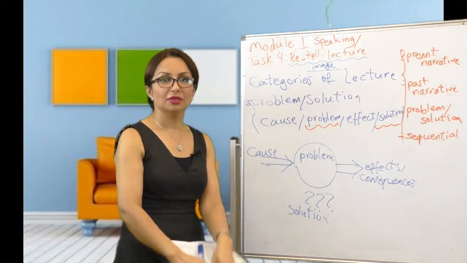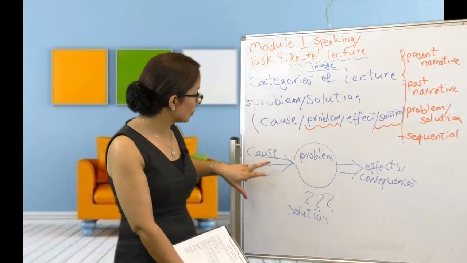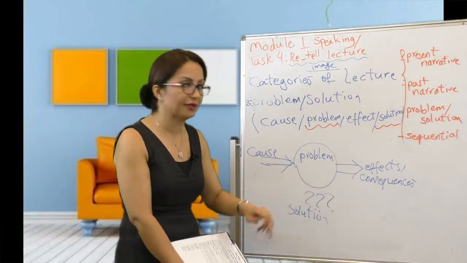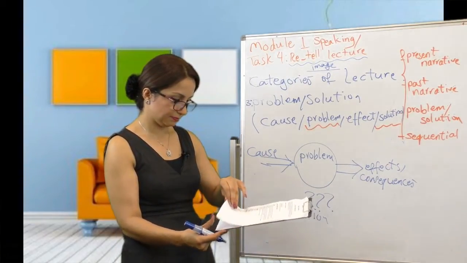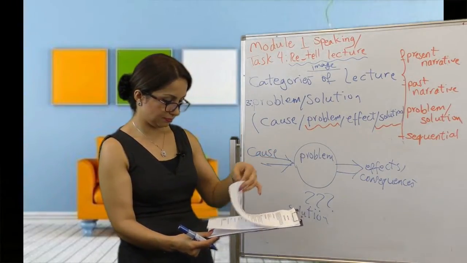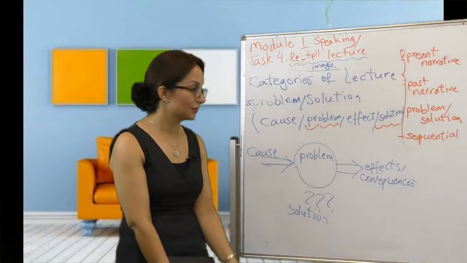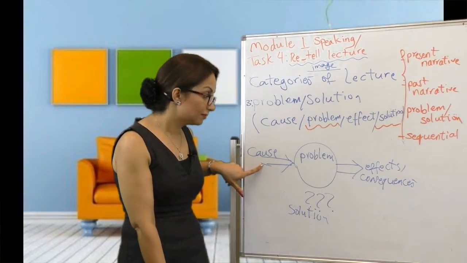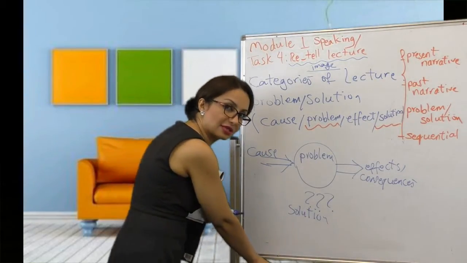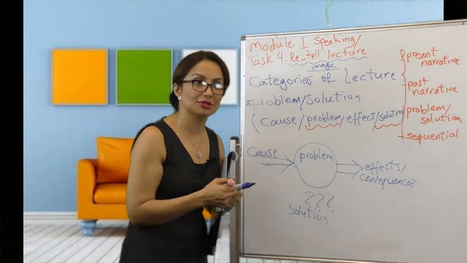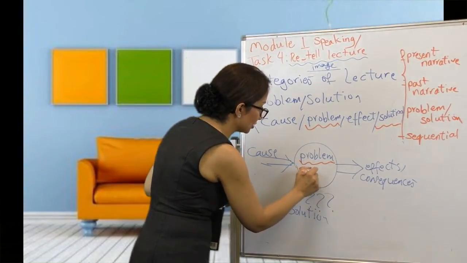Okay, now you have 30 seconds to manage your notes and look at your notes in relation to these 4 areas. Okay, so was there any cause? What was the problem? How about the consequences of the problem? What about the solution? Yes, the problem was overfishing.